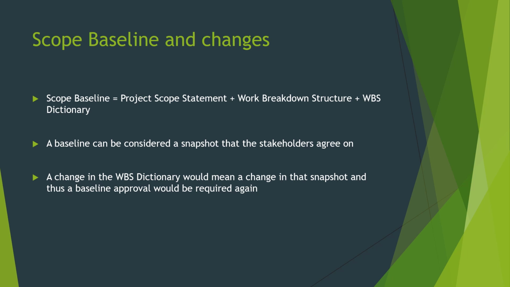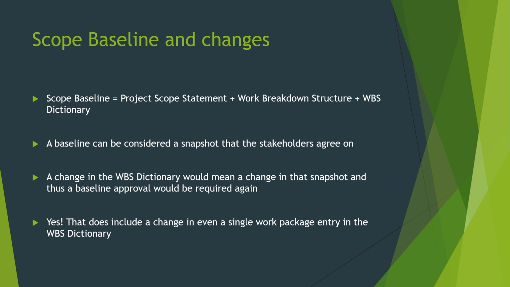Now, if there is a change in the WBS dictionary, which was part of your scope baseline, you are essentially making a change in that snapshot. A snapshot is a still, it cannot change. So if you have an approved scope baseline and then there's a change in the WBS dictionary, that means you need to get the baseline approval or the baseline vote once again. And yes, that does include a change in even a single work package entry in the WBS dictionary.